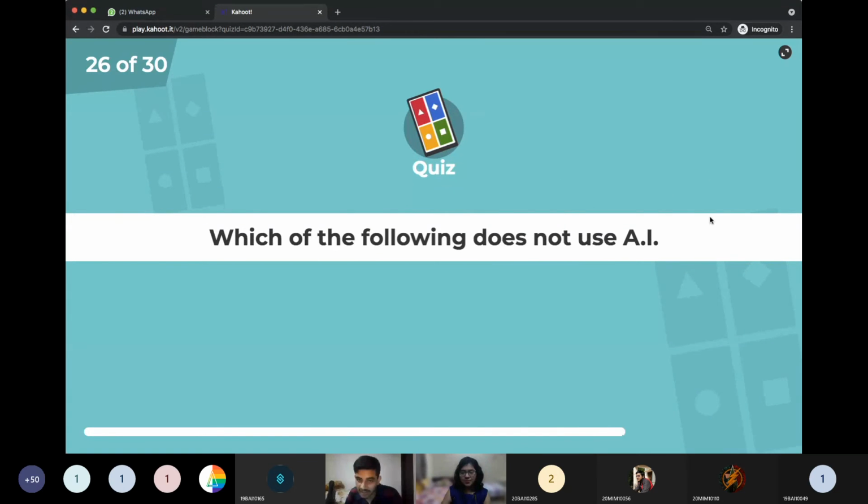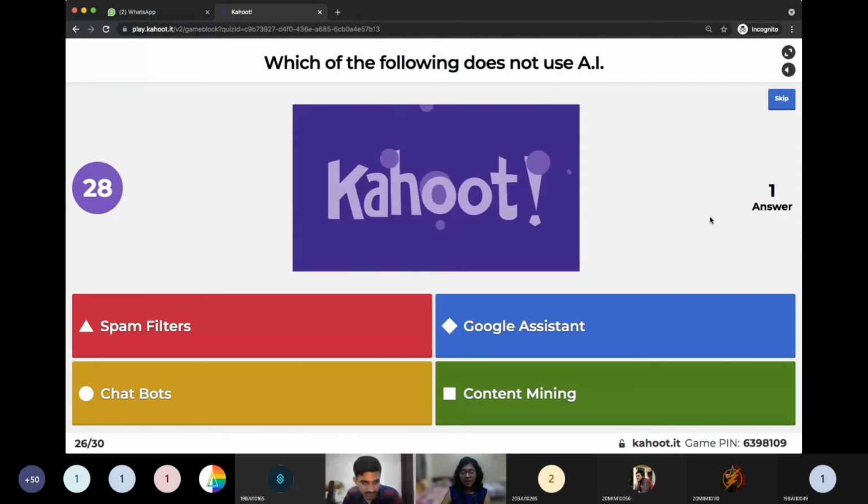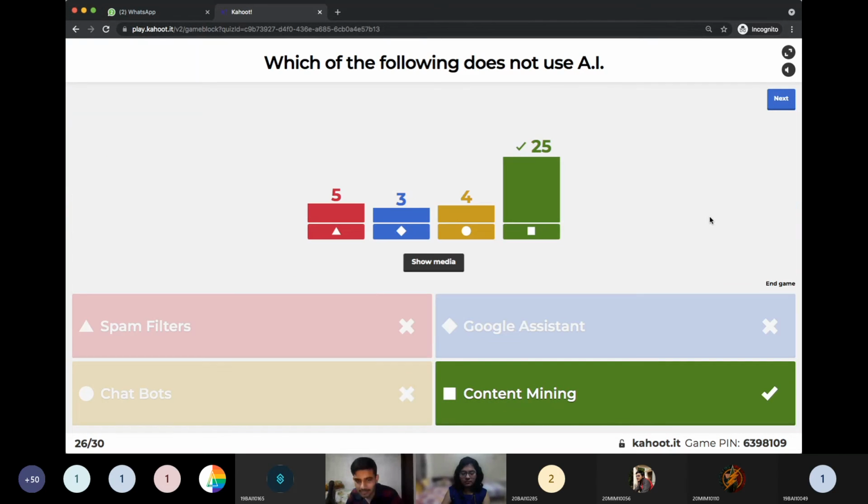Next question. Which of the following does not use AI? Is it spam filters? Is it Google Assistant? Is it content mining? Or is it chatbots? Now, observe the question carefully because it's a time-taking question. You have 20 more seconds to answer this question. So think about it and then answer the question. These are very closely related products, and you can get confused at times. Okay, 25 got it correct. That's great.